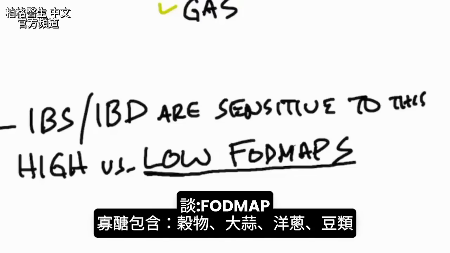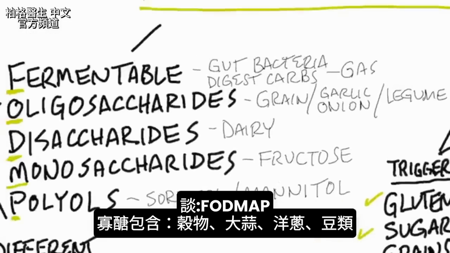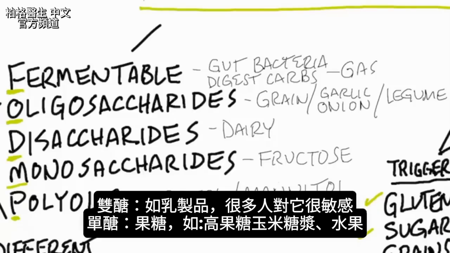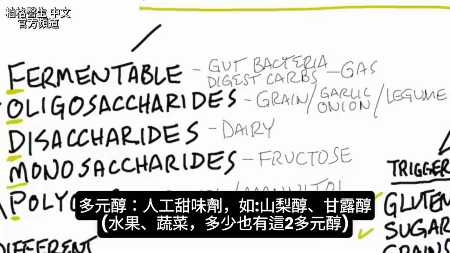Now let me just circle back to the FODMAPs for a second. Oligosaccharides, that would be like the grains, that would be garlic, onions, legumes. An example of disaccharides would be the dairy, okay? So as you know, a lot of people are real sensitive to dairy, right? And then monosaccharides would be like fructose, and that could be like in high fructose corn syrup or fruit. And then polyols would be like the artificial sweeteners like sorbitol, mannitol. But these two compounds, sorbitol and mannitol, are also, to a certain degree, in fruit and even vegetables.